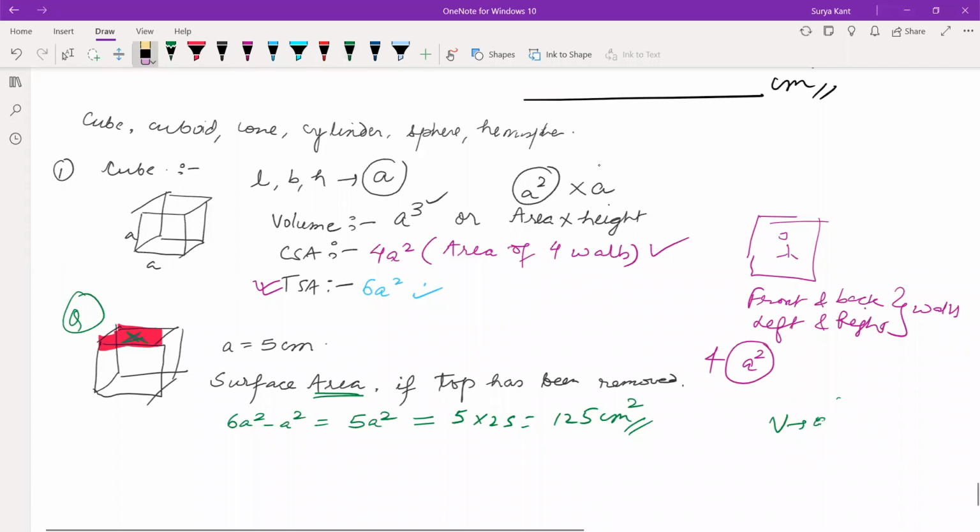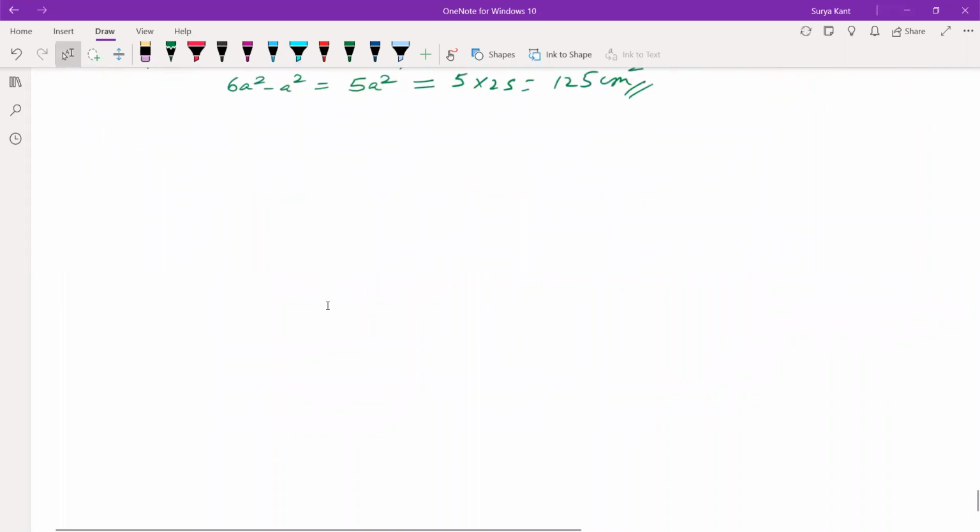Now this we read for cube, right? This part is over. Now we are going through cuboid. So for cuboid, I'll just make a figure here. So this is not like this.